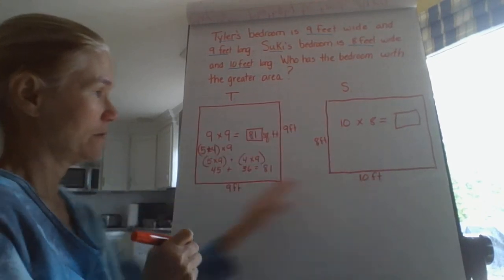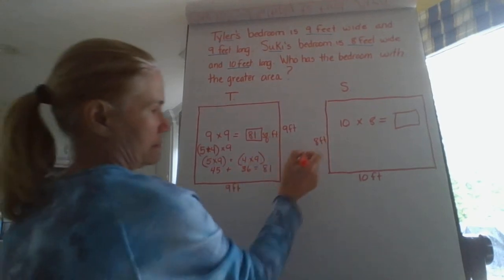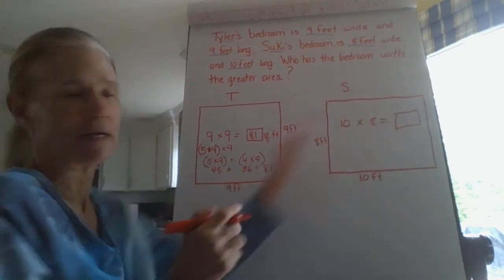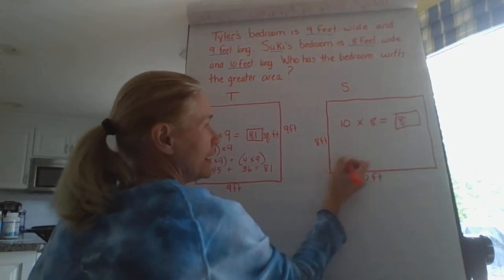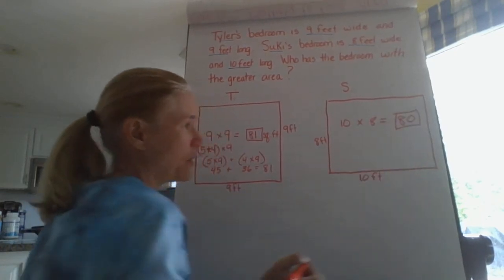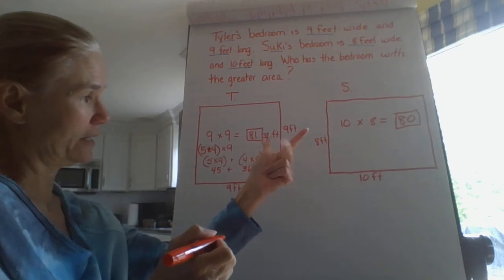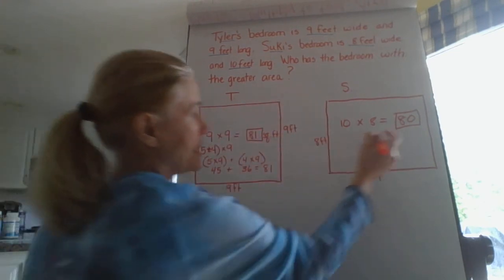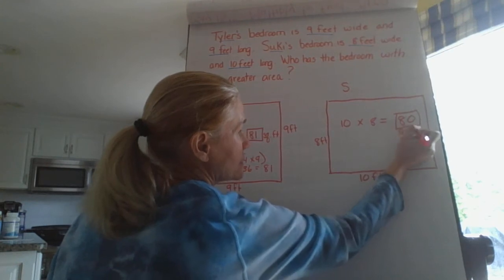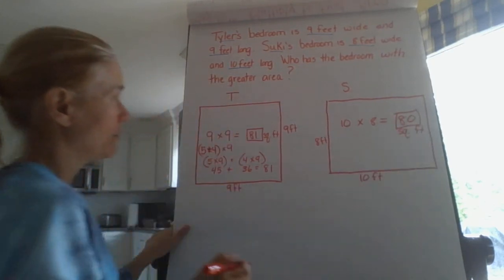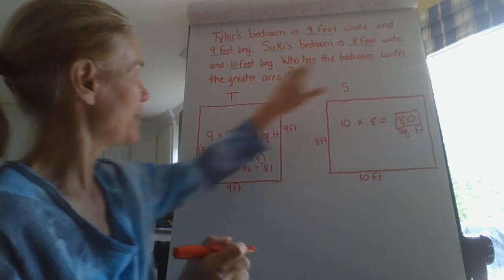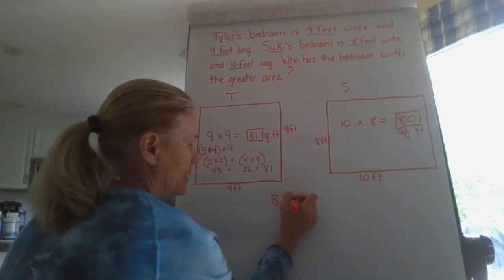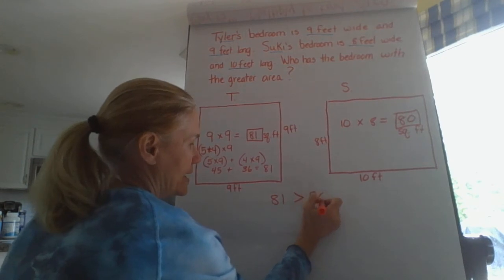Over here, I know 10 times 8. I'm not going to break this apart because I know anything times 10 is itself plus a 0. So 8 times 10 is 8 plus a 0. 8 times 10, 10, 20, 30, 40, 50, 60, 70, 80. I already know it is 80, but I have to label it square feet. So now I'm going back up to the question. Who has the bedroom with the greater area? Well, I know 81 is greater than 80.